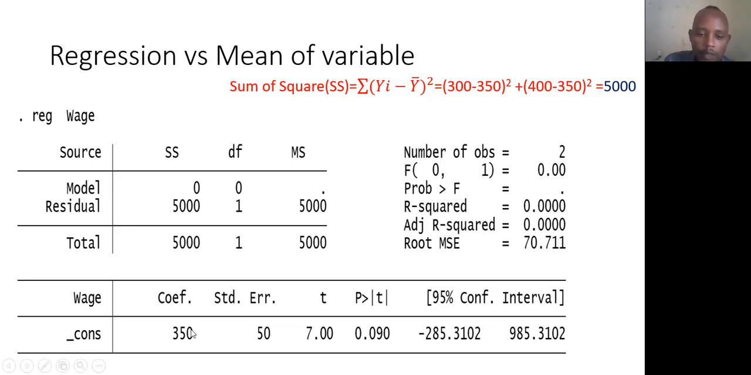Here, this is the coefficient of the constant term because there is no independent variable. This is the average variation of coefficients around the mean. That is, 350 divided by 50 gives us this. T value means the parameter or coefficient divided by the standard error.